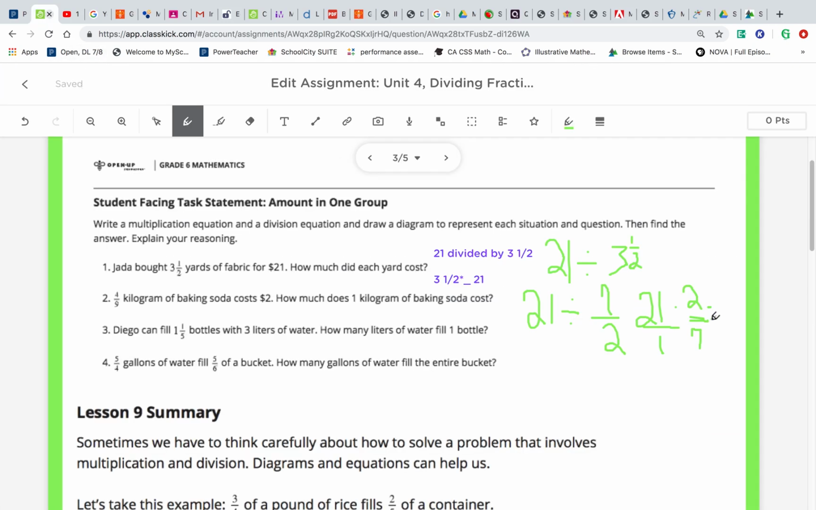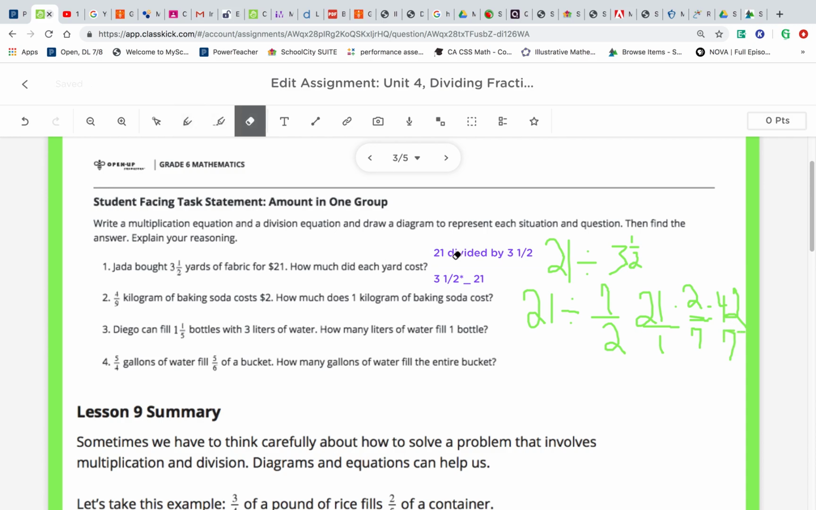The same thing would have happened here if you would have worked it out. You would have had 42 over 7, and 42 over 7 equals 6, right? It's being tricky for me today. 42 over 7. That's going to be equal to 6. Okay, I'm going to clear all that out there.